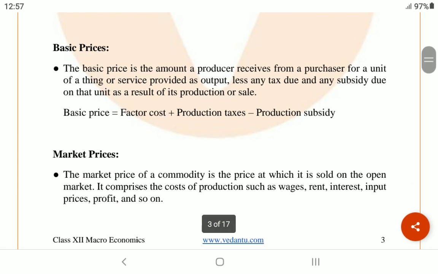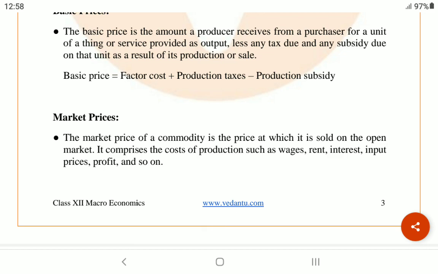Next is basic price. The basic price is the amount a producer receives from a purchaser for a unit of a thing or service provided as output, less any tax due and any subsidy due on that unit as a result of its production or sale. So basic price is equal to factor cost plus production taxes minus production subsidy. This is also one or two marks they can ask.